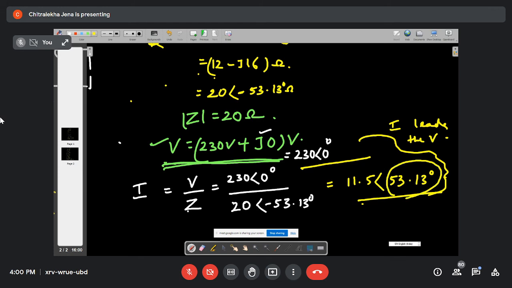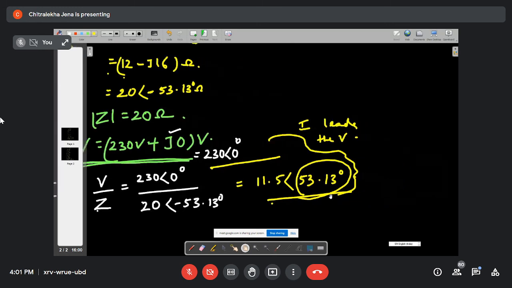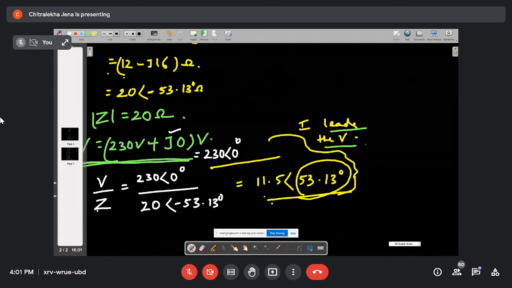53.13 degree. That means this is an RLC series circuit, but it is behaving as what? Tell me. Current is leading the voltage implies this is which type of circuit? Capacitor. Current is leading the voltage. Yes, many of you know, but you know, a capacitive circuit. Okay, this is a capacitive circuit.